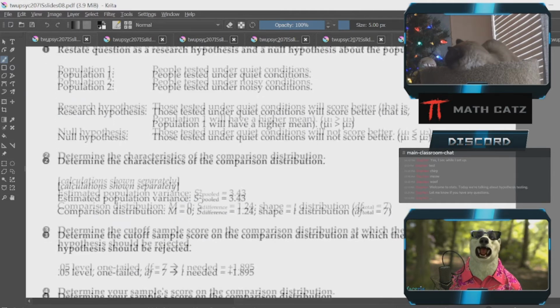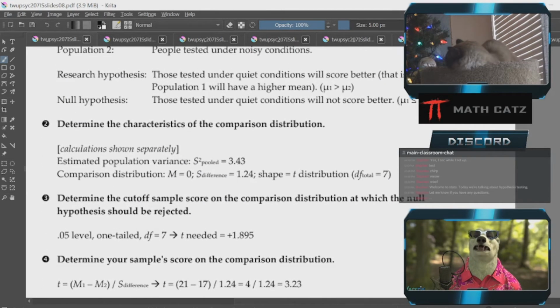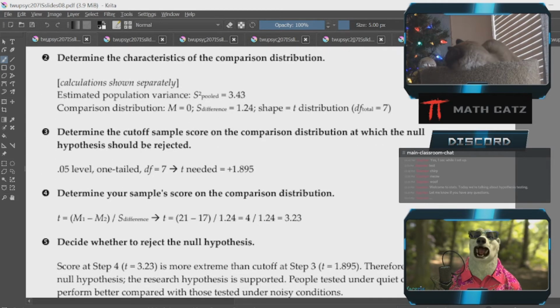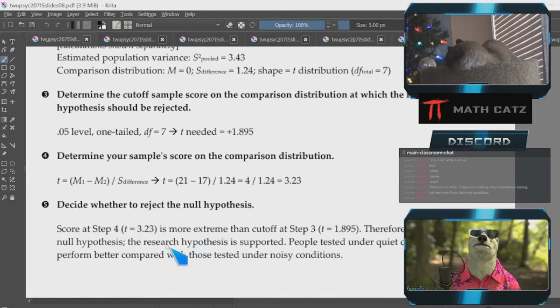So we get our cutoff according to our alpha and one-tailed or two-tailed. We then calculate our t-score as 3.23, compare it to the cutoff. Well, it's way further than the cutoff, more extreme. Therefore, we reject the null hypothesis in favor of the research hypothesis. People tested under quiet conditions perform better, the evidence suggests, than those tested under noisy conditions. So once we go through this a few times, it does get better.